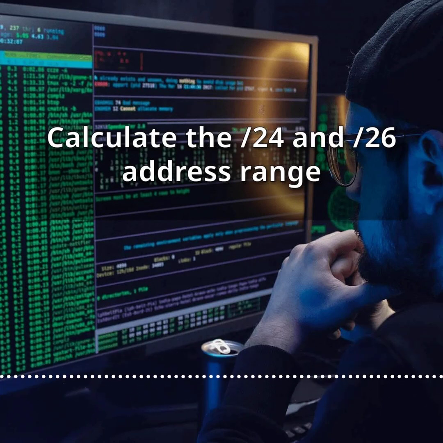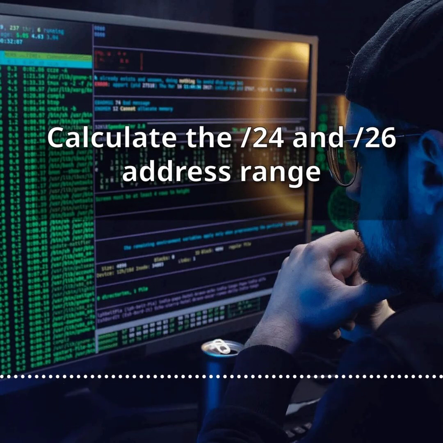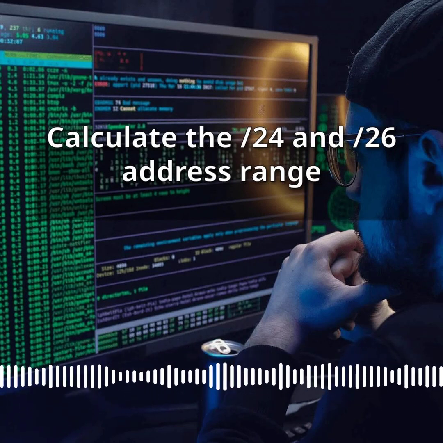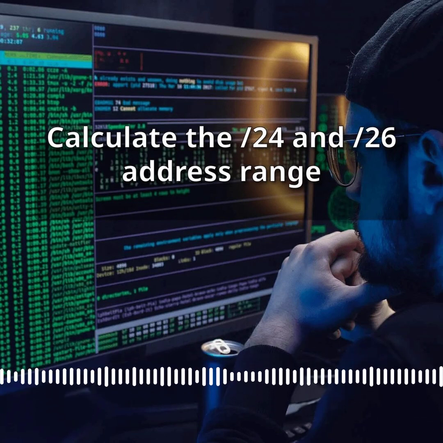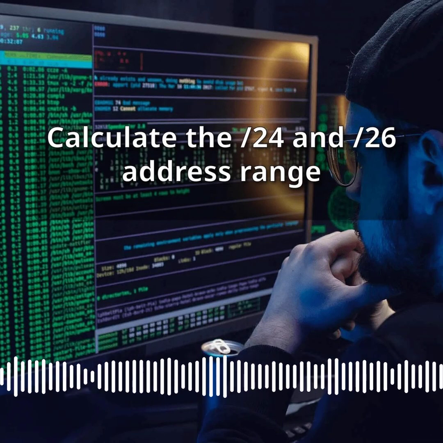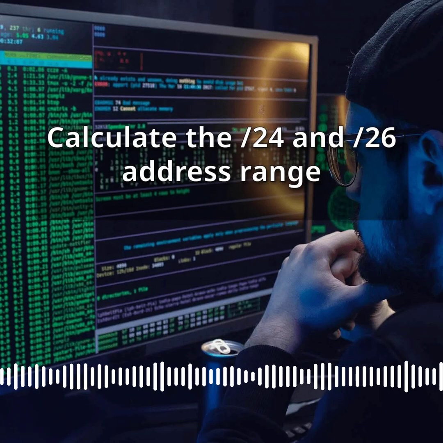Theoretical recap. An IP address in IPv4 is a 32-bit number divided into two parts, the network portion and the host portion. CIDR notation, Classless Inter-Domain Routing, expresses this split using a suffix like /24 or /26, which indicates how many bits are reserved for the network. The remaining bits define the available host addresses.